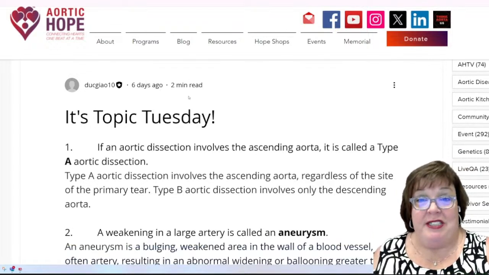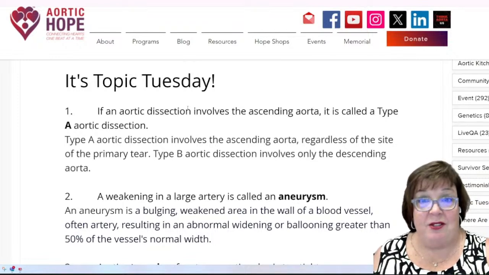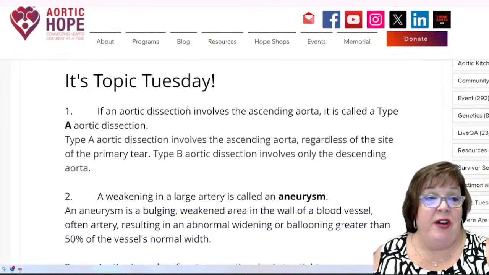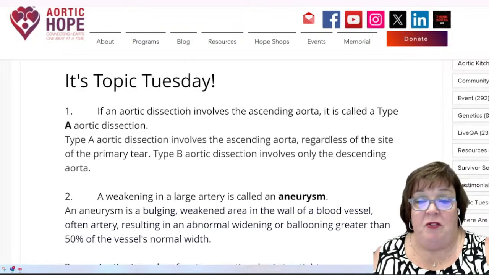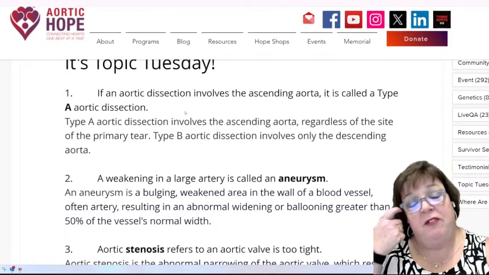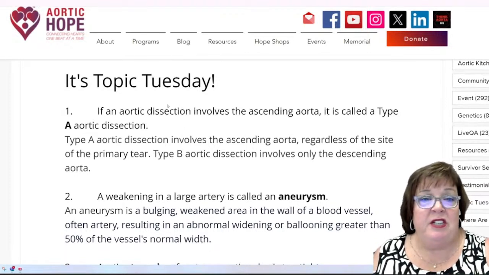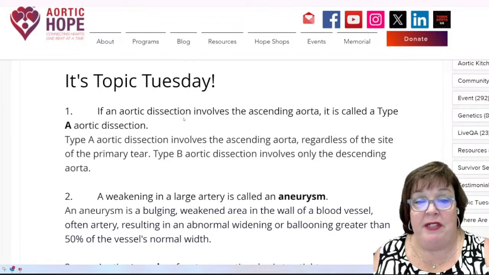So then we're on to Topic Tuesday. Now, these are the answers to last week's questions. I'll go ahead and read them through. But if you wrote down what you thought was the right answer, you can definitely compare. If an aortic dissection involves the ascending aorta, it is called a type A aortic dissection. Type A aortic dissection involves the ascending aorta, regardless of the site of the primary tear.